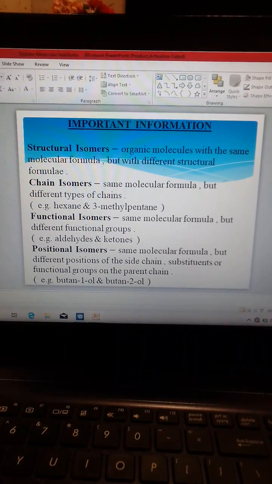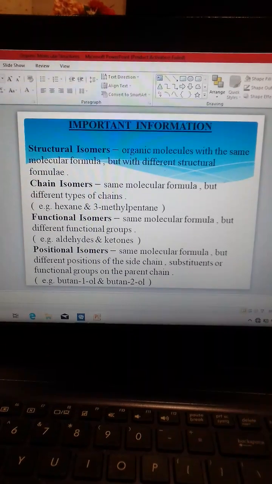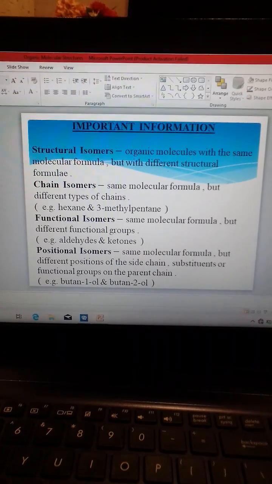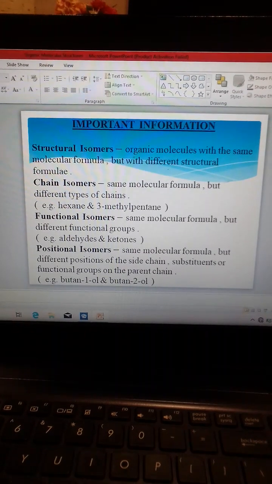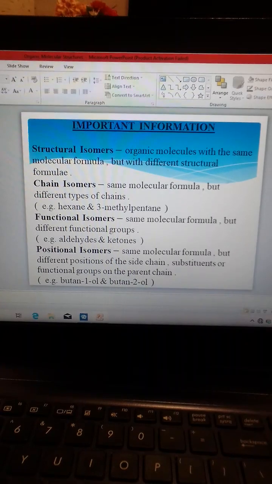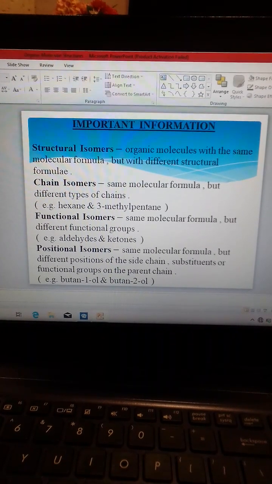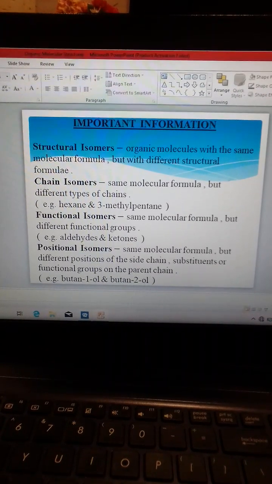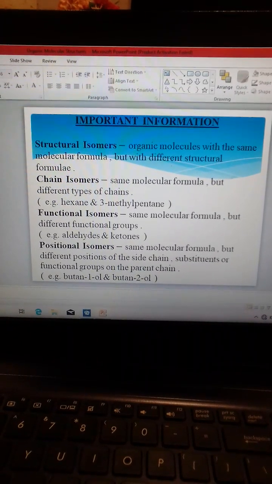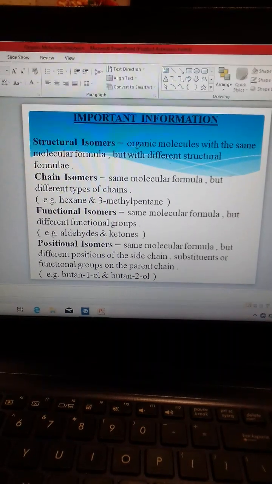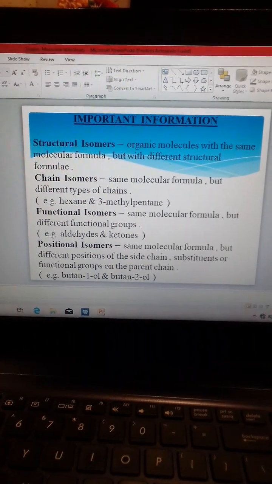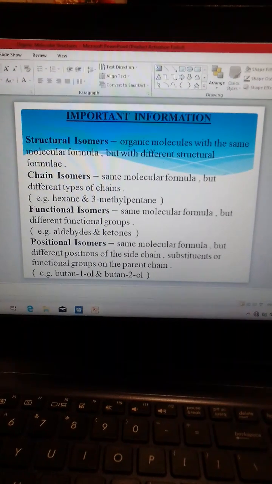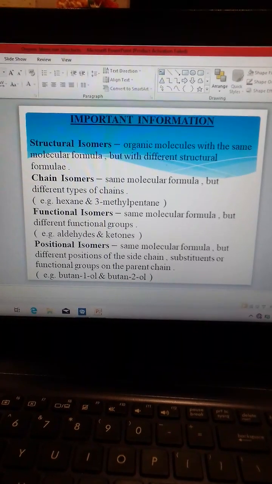Now some background information that you need to know is that structural isomers are organic molecules with the same molecular formula but with different structural formulae. Chain isomers are organic molecules with the same molecular formula but different types of chains. For example, hexane and trimethylpentane. So these are both alkanes, but as long as there starts to be a branch, for example, a methyl group, that's when you know that they are chain isomers.